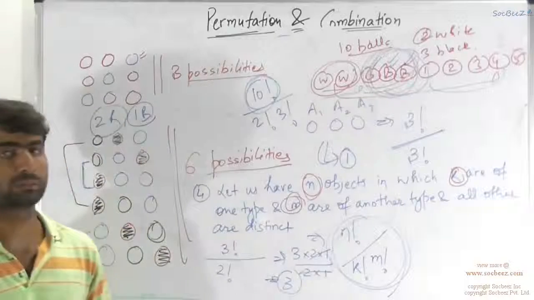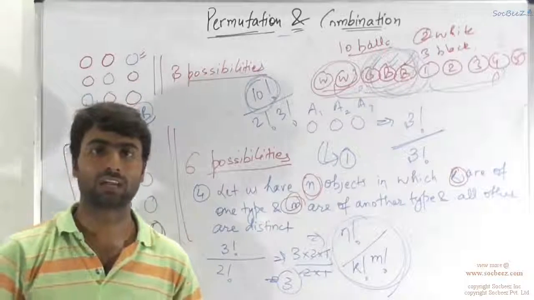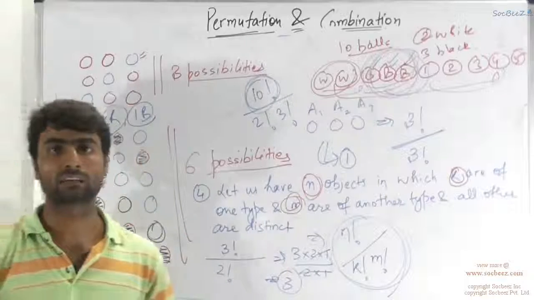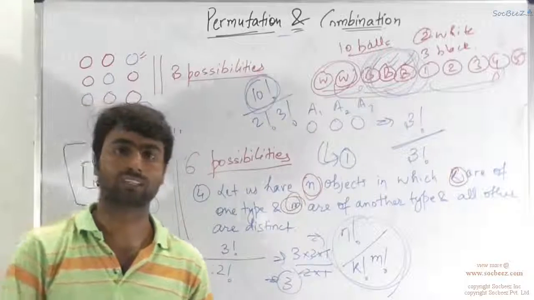So these are the 4 basic permutation formulas that we covered in this class. The combination formulas and what is meant by combination, etc., we will consider in the next class.